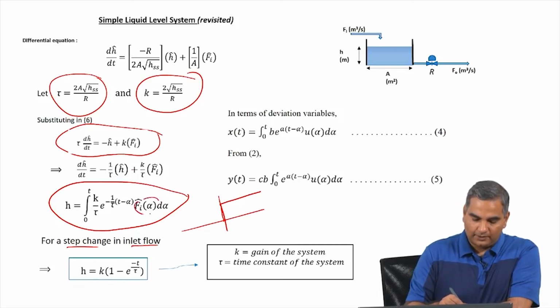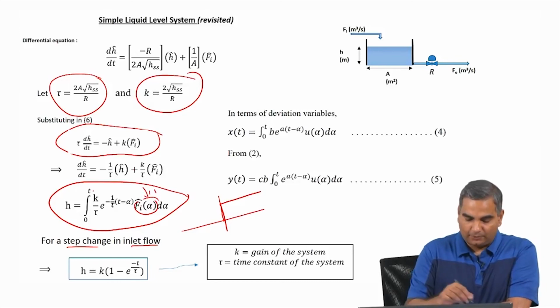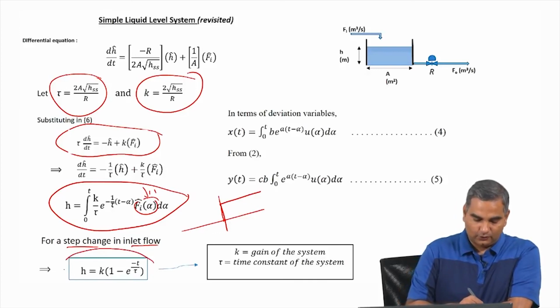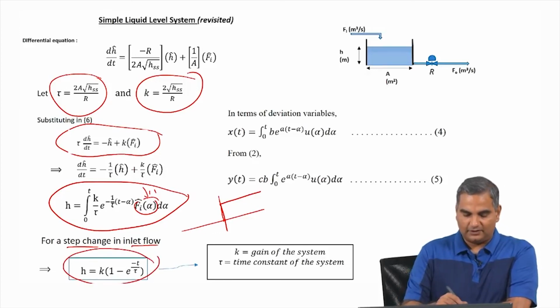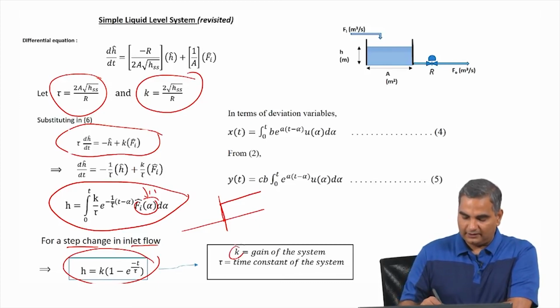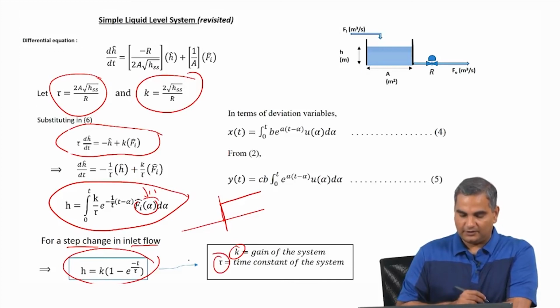So this I can replace by 1 if I want to predict how the height will change as a response to a step change. If you do that integration, then you will get this as a solution. This I leave to you as an exercise: just substitute 1 for Fi of alpha and then integrate this and see what happens. In this equation we call this k the gain of the system and tau the time constant of the system.